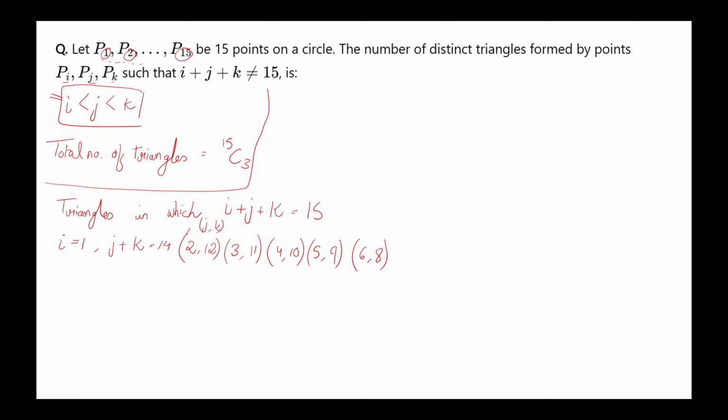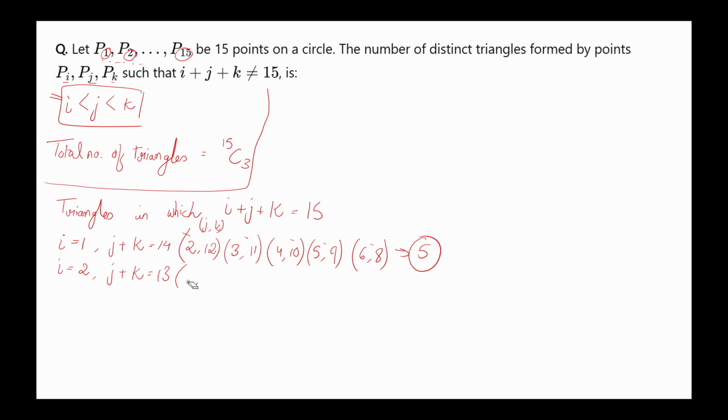So from here, how many cases are we getting? 1, 2, 3, 4 and 5. So we have 5 cases here. Now let's say if my i is equal to 2, then my j plus k would be equal to 13. Now let us again start with the same thing and find out how many are possible.